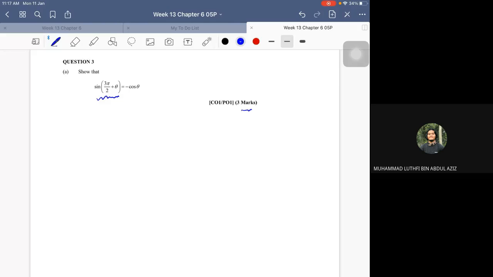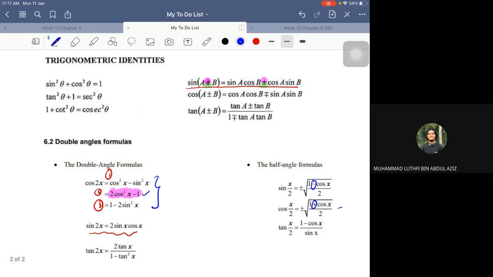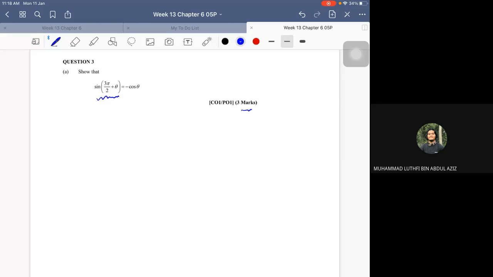So sin dia adalah dalam bentuk sin A tambah B, sama macam yang kita pakai formula tadi. So kita akan apply the first property. So dia akan jadi sin A cos B tambah cos A sin B. So now when I apply it here, I akan dapat sin 3 pi/2 cos of theta, tambah cos 3 pi/2 sin of theta.